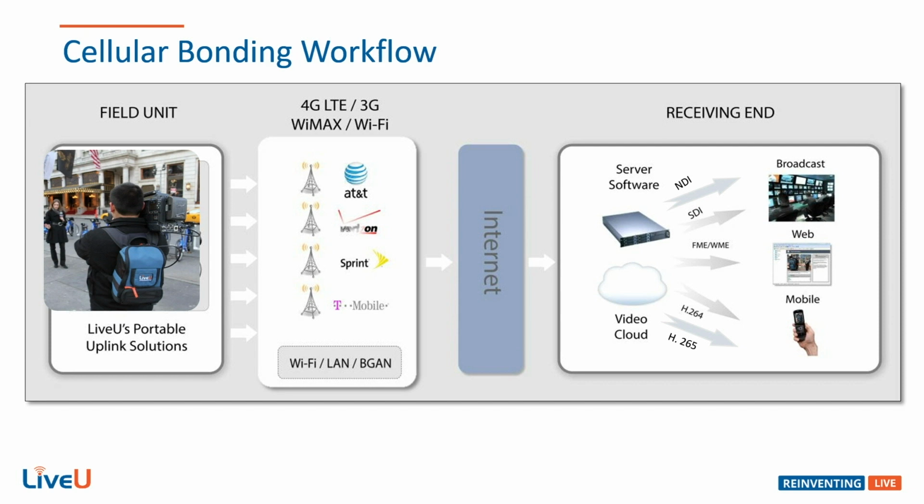And this is how the workflow really works. You have a field unit or a backpack encoder solution that connects to a camera, any type of source, if you will. And that can be SDI, that can be HDMI for an input. And then what we do, our secret sauce, is taking multiple connections like AT&T, Verizon, Sprint, T-Mobile, even Wi-Fi or Ethernet, and bonding those connections together to give you an ultra fat type of connectivity over the internet, right?